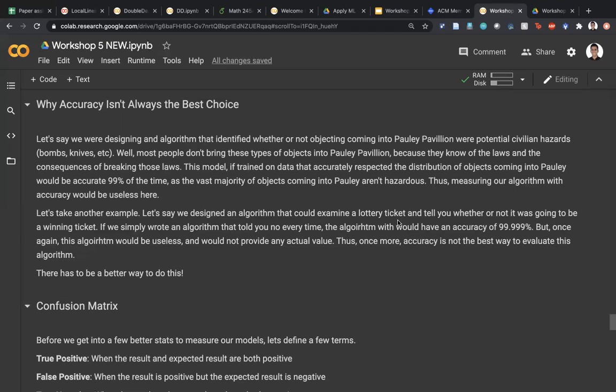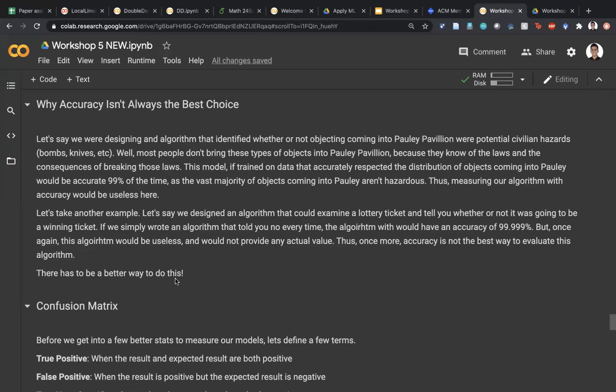Another example is detailed in the first paragraph. Let's say we were trying to design an algorithm that identified whether or not something coming into Polypavilion is a hazard. Well, most of the time, things coming into Polypavilion are not hazards. Usually it's a water bottle, somebody's phone, somebody's wallet. Typically people are not bringing knives or bombs or things that are dangerous into Polypavilion. So if this model was trained on a data set that accurately represented the distribution of objects coming into Poly, it would be accurate 99% of the time because the vast majority of objects aren't hazardous.